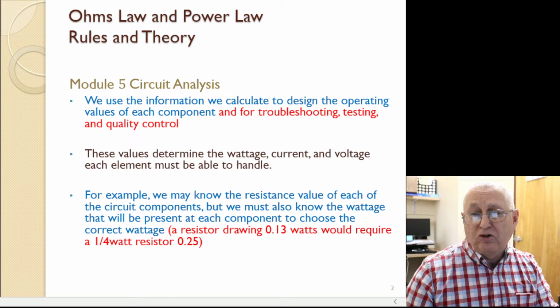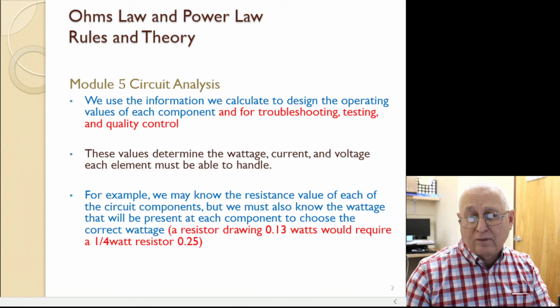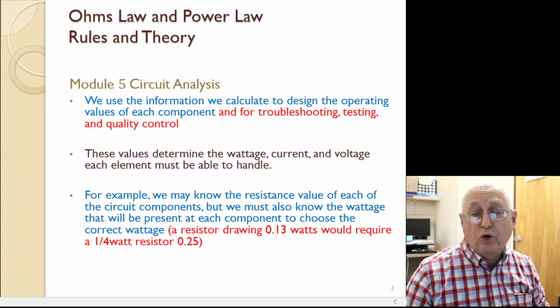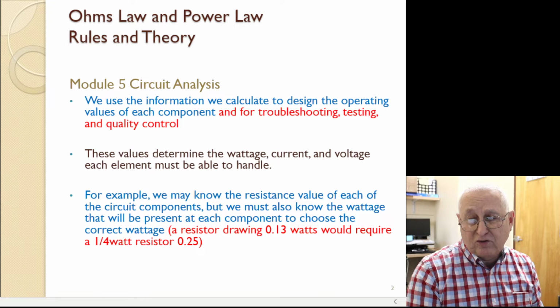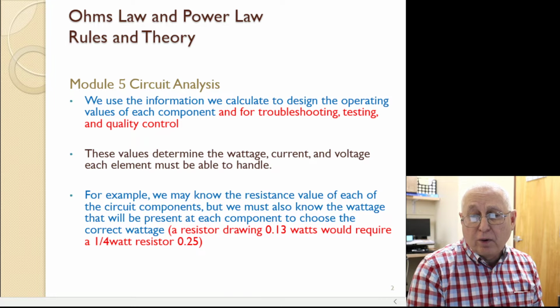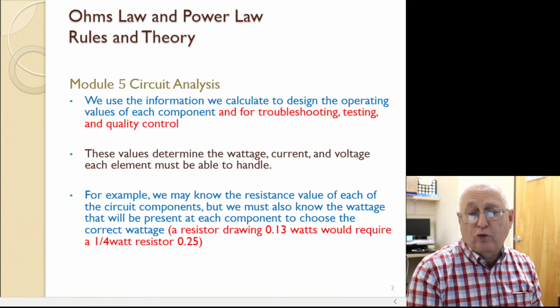We use the information we calculate to design the operating values of each component and for troubleshooting, testing, and quality control. These values determine the wattage, current, and voltage each element must be able to handle. For example, we may know the resistance value of each circuit component, but we must also know the wattage that will be present at each component to determine and choose the correct wattage.